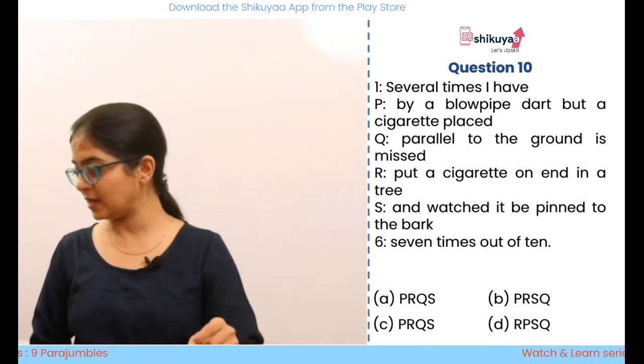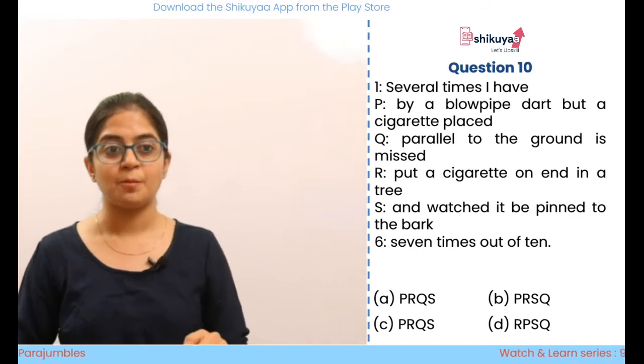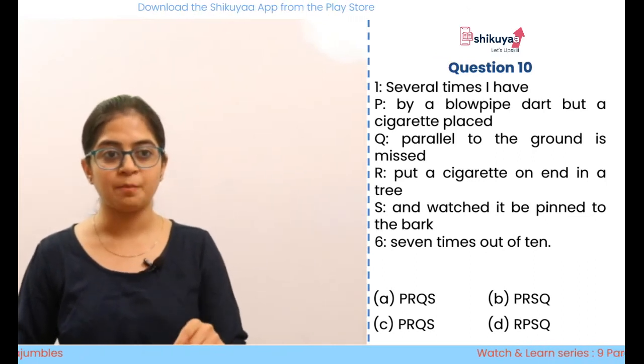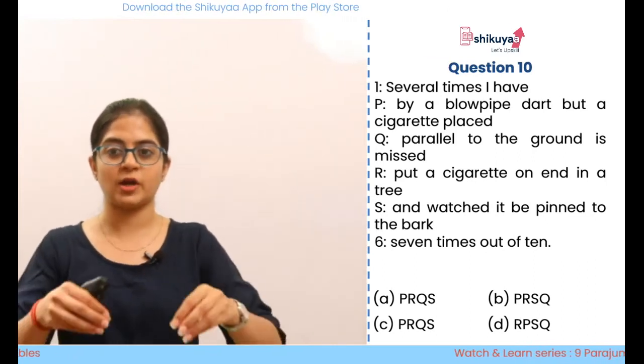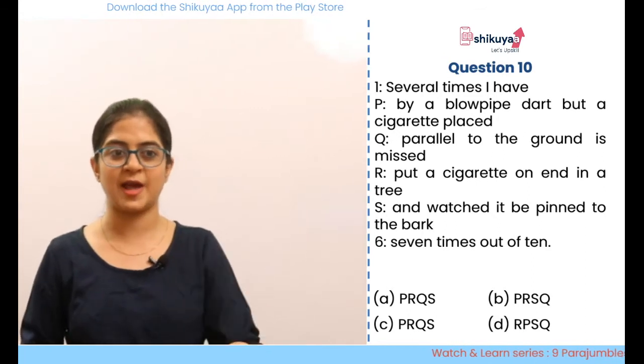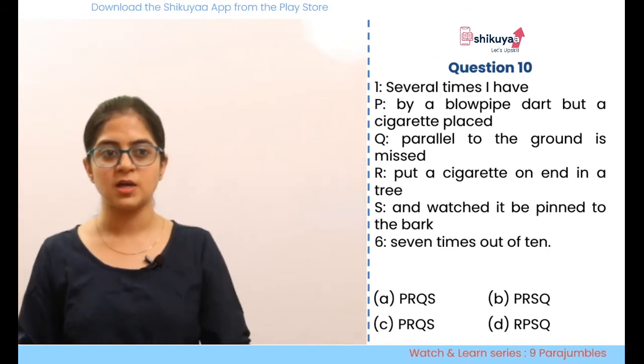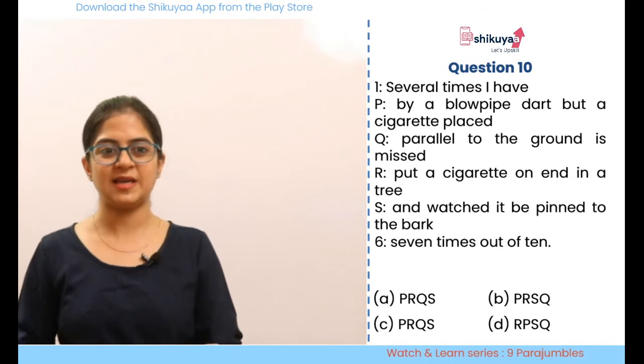Okay, and then it comes with the P. By a blowpipe dart but a cigarette placed. Now we are talking about how it is placed. It is placed parallel to the ground, is missed 7 times out of 10.